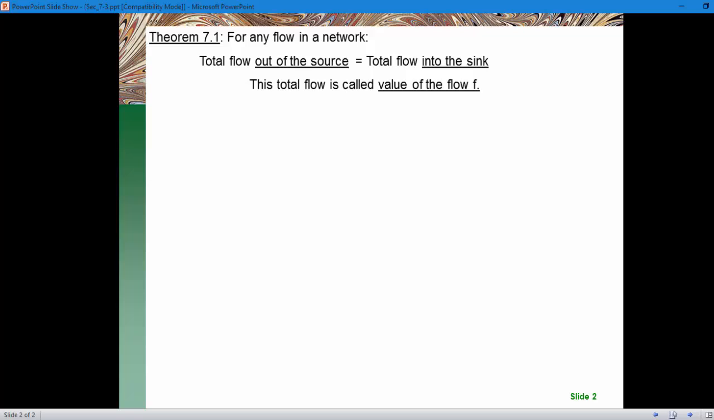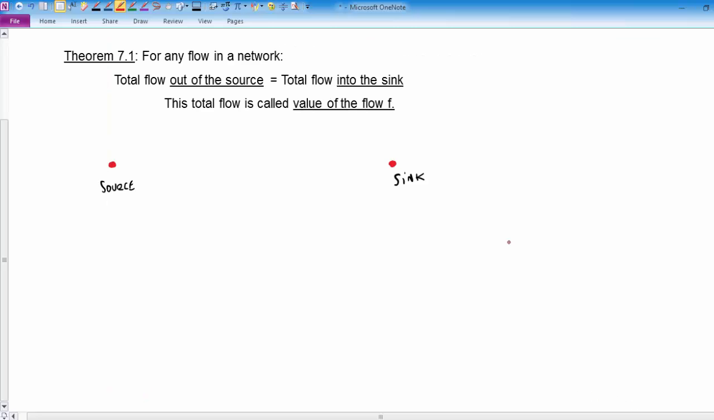For any flow in a network, the total flow out of the source is equal to the total flow into the sink. And because of that, we can define that value as the value of the flow of the network. This means that we can measure this value of the flow by looking at all the edges, or the arcs, that are going out of the source, and we add all the flows, all the numbers at each edge, and the total is the total flow out of the source.